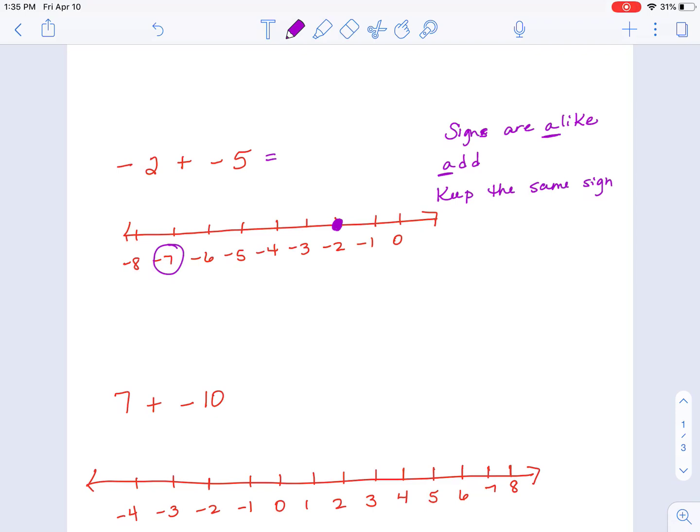So my signs are alike, so I'm going to add. 2 plus 5 is 7. Is it going to be a positive or a negative 7? You keep the same sign. So since both of these were negative, your answer will be negative. And that's what we came up with a while ago, wasn't it?